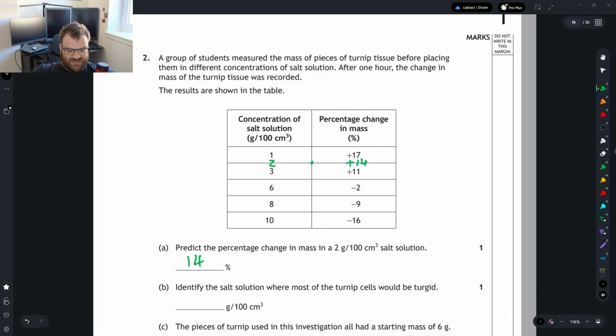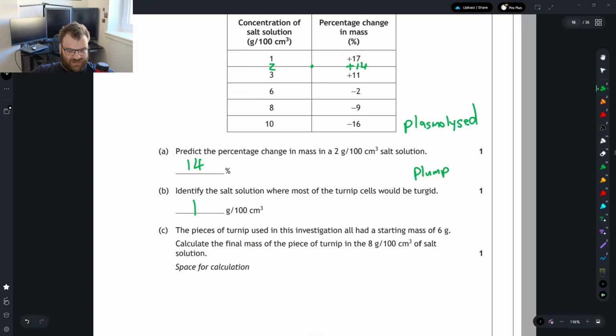Identify the salt solution where most of the cells would be turgid. So turgid is when they're plumped and puffed up and they have grown in size. And how's that going to happen? Well, their size would get bigger. So 1 has the biggest increase in mass. So that would be my answer for that one. If they were asked about plasmolysed, that's the one where they have shriveled up and lost mass. So 10 would be the one for that one.